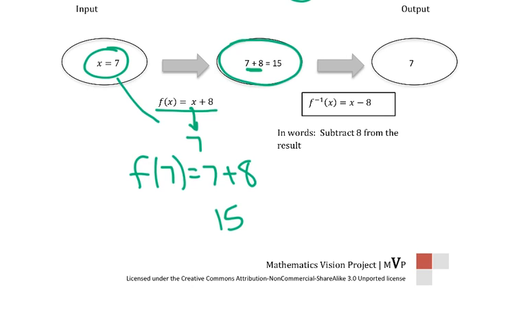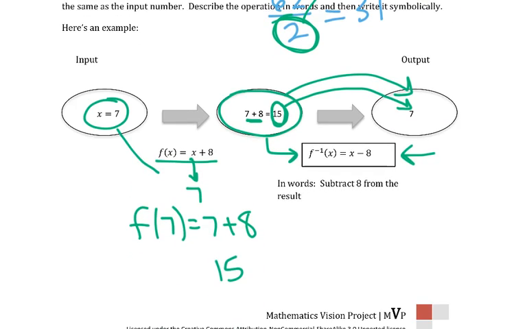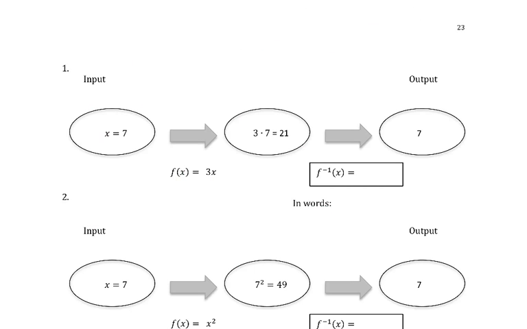Now, how do we go back to get that same input as our output? That's what you're going to be figuring out: what is the inverse that will take this result and get it back to the same value that your input was? Kind of like with the number trick, adding 6, timesing by 2, minusing 12, dividing by 2 took us back to 31. Same concept here, okay?